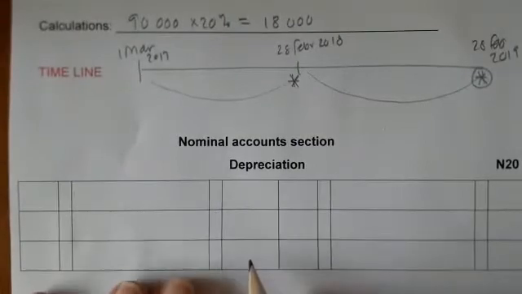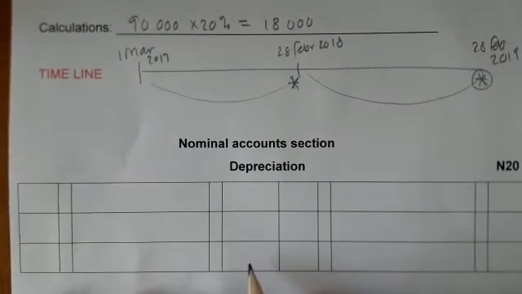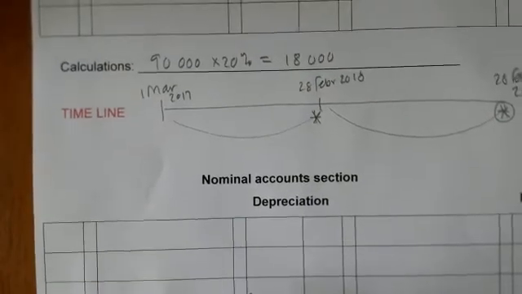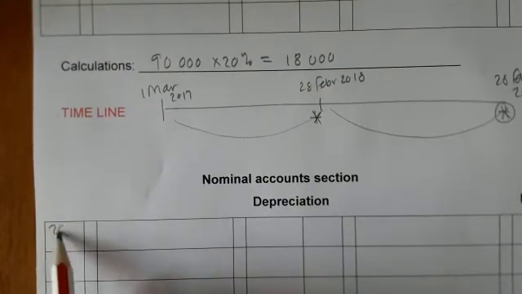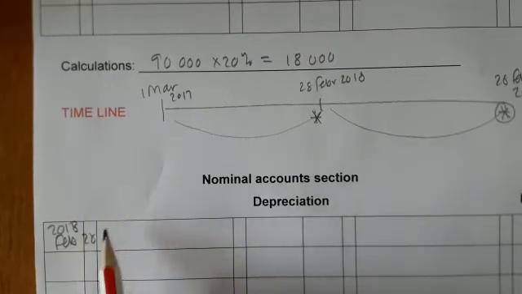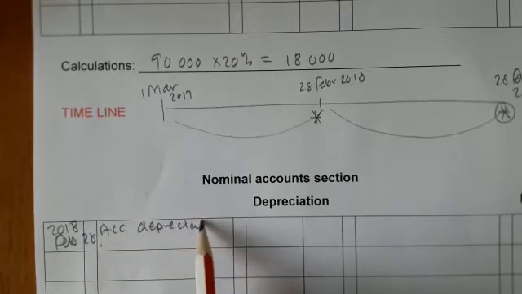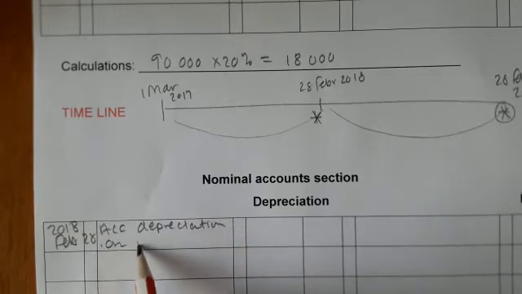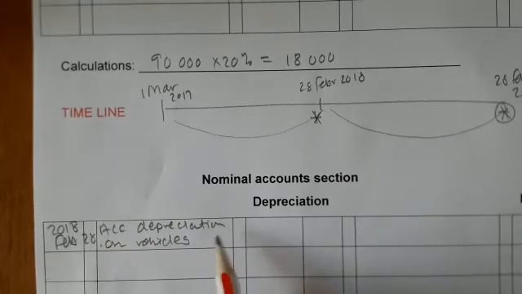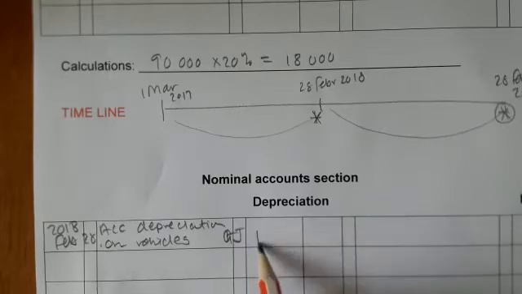We all know that depreciation is an expense. It decreases our owner's equity. So firstly, depreciation must be debited. 2018, February 28, and we are going to credit accumulated depreciation on vehicles. You have to write that out. I just don't have the space, but you have to squeeze it in. That's just one of those rules. We're going to do this in the general journal. That we will do later, and that's 18,000 Rand.